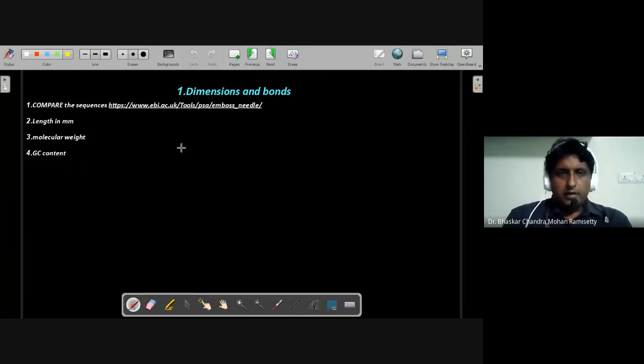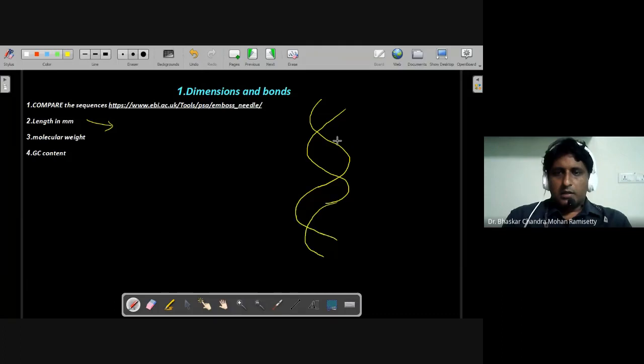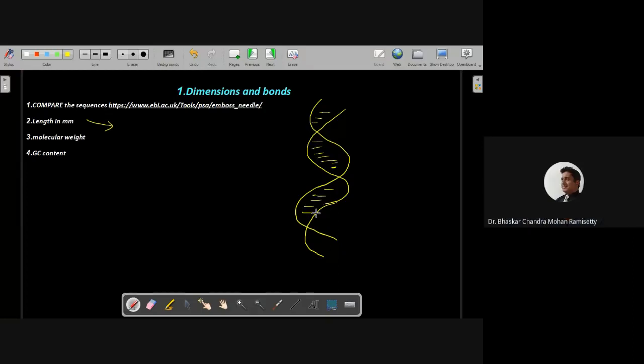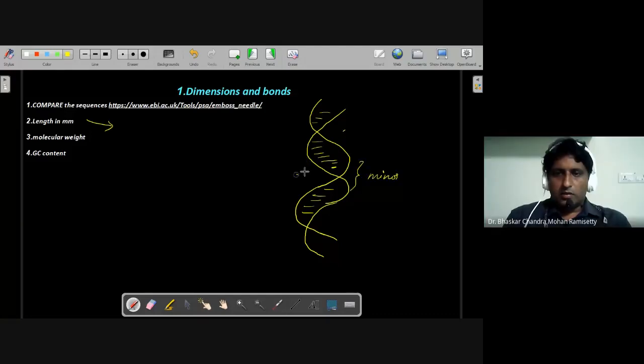find the length of the DNA. How do you find the length of the DNA? I hope you know the structure of it. It's a coiled coil, something like this. And you have turns, and these are the hydrogen bonds between the bases that are present. And then this is the minor groove, and this part and this part will be the major groove.